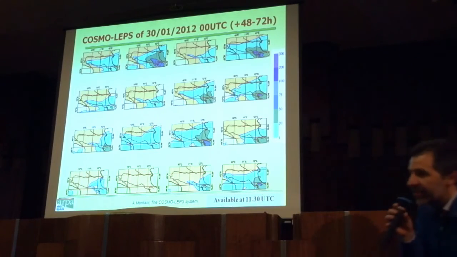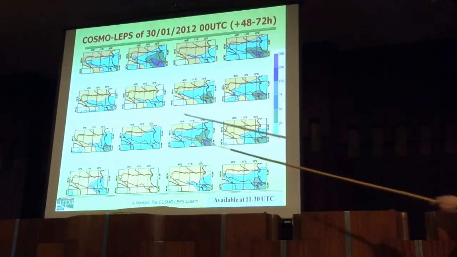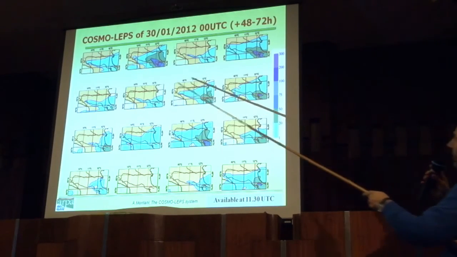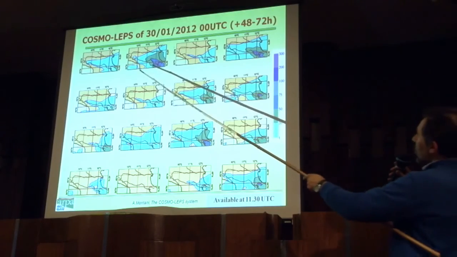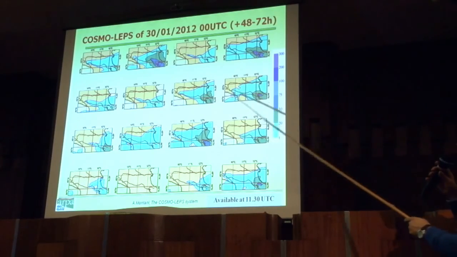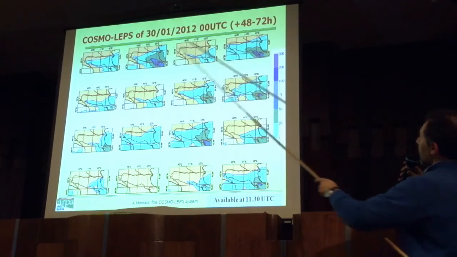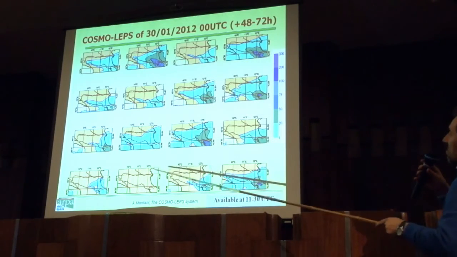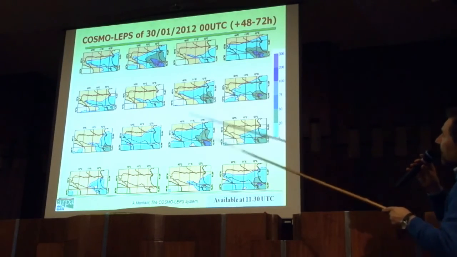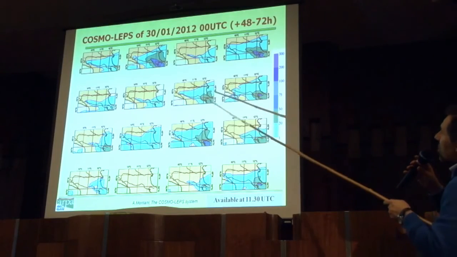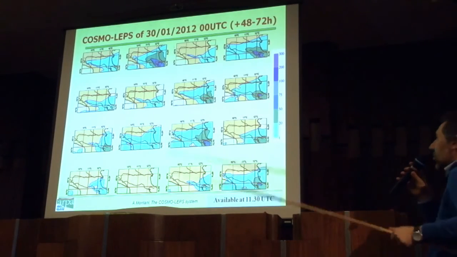Here I show for the moment the 16 Cosmo ensemble runs, which are available just a few hours later, which was showing different weather scenarios, some with light precipitation, some of them with already a bit more. But generally speaking, we can say that there was some indication, but not particularly.